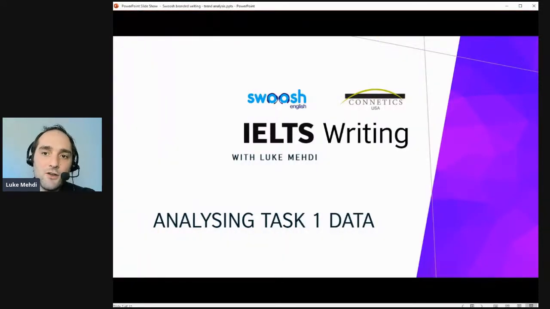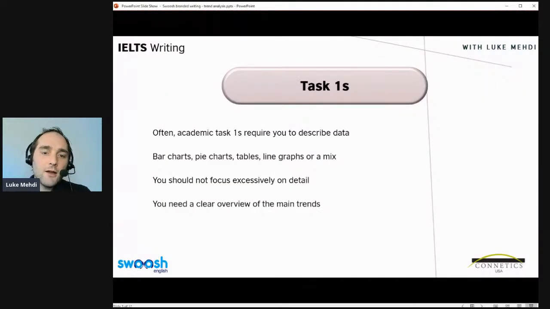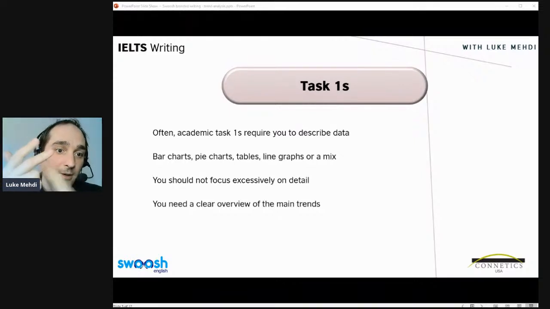So, analysing task one data. In task ones, you may have to describe data. You may also have to describe a diagram. The diagram tasks are maps, describing processes, or describing a machine or object. Today, we are looking at data. The data-containing tasks in task one are bar charts, pie charts, tables, line graphs, or a mix of the two different types. For example, you might get a line graph with a small table, or you might get a pie chart with a bar chart.